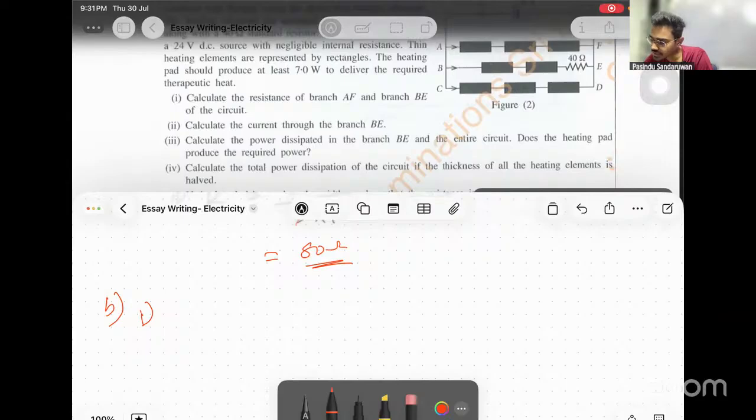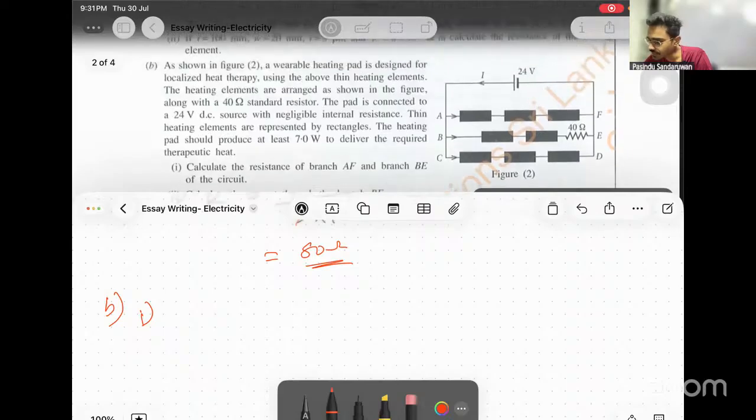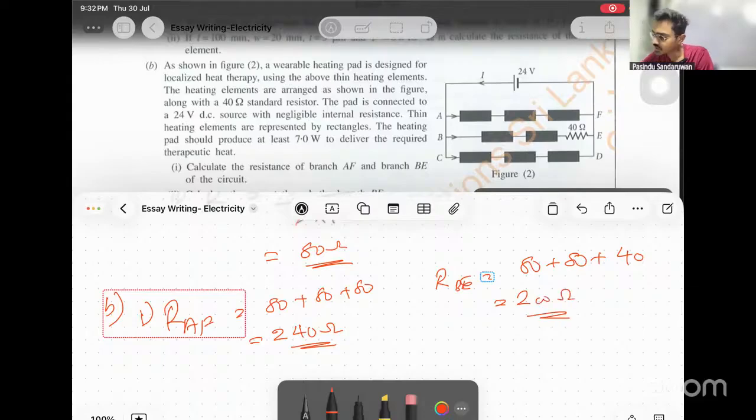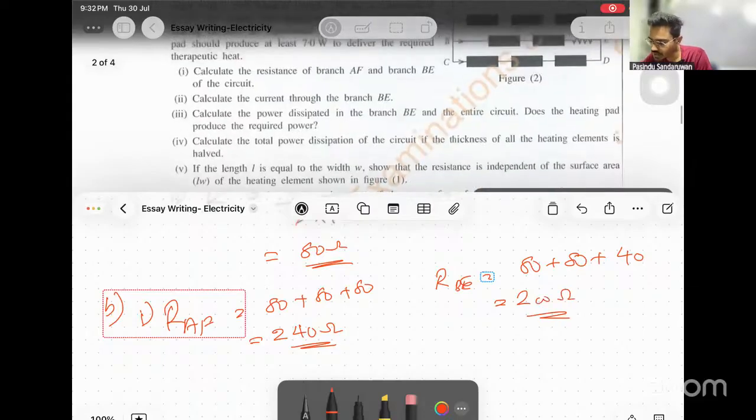First one: calculate the resistance of branch AF and branch BE. One such resistor was 80 ohms, so R_AF is in series combination, 80 plus 80 plus 80, which is 240 ohms. Then R_BE is 80 plus 80 plus 40, that is 200 ohms. Right? Part 2.